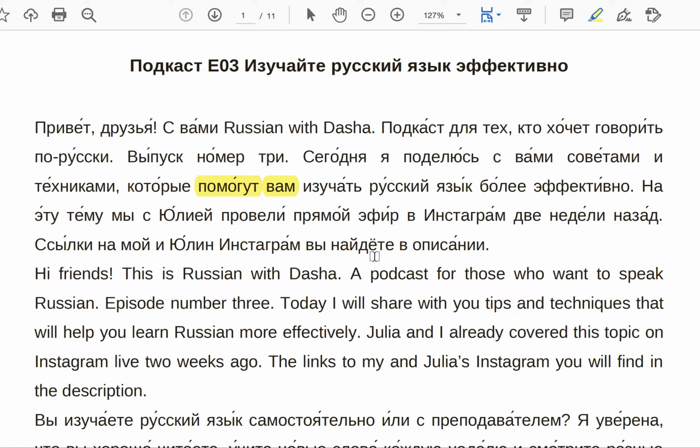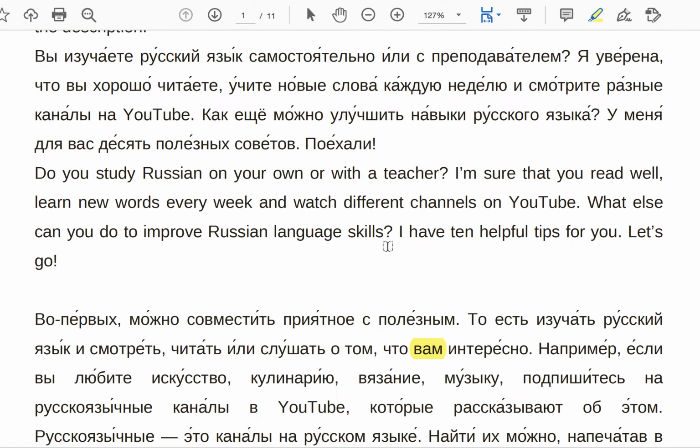Изучайте русский язык эффективно. So I've already highlighted everything, but I'm just going to go through the particular examples. So this one sentence in the middle, которые помогут вам изучать русский язык. Whenever you see this, like to help someone, помогут, поможет, помогает, помочь, you can very often expect to see the dative case being used. So to help for someone, basically. Yeah, so let's go to the next example.